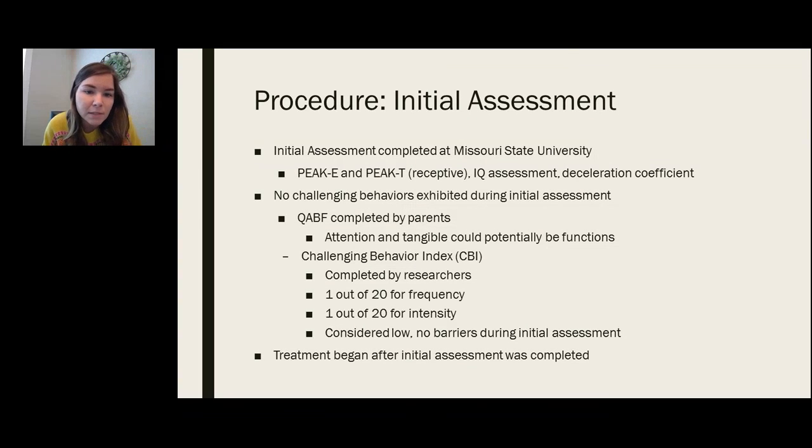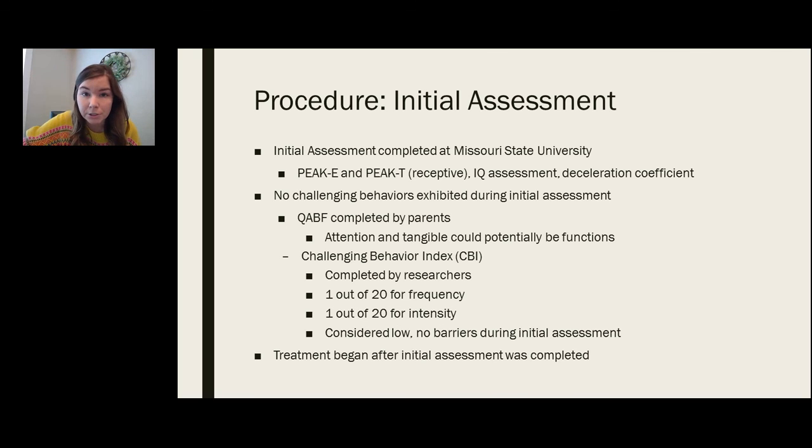Procedure: the initial assessment was completed at Missouri State University at the PCOB. They completed the Peak E and the Peak T assessments, and just the receptive test was done for Peak T. They also did the IQ assessment and the deceleration coefficient assessment. No challenging behaviors were exhibited during the initial assessment, but like I said earlier, the QABF that the parents filled out reported non-compliance as an issue that they typically see, and according to the QABF, the results indicate that attention and tangible could potentially be a function for this behavior.